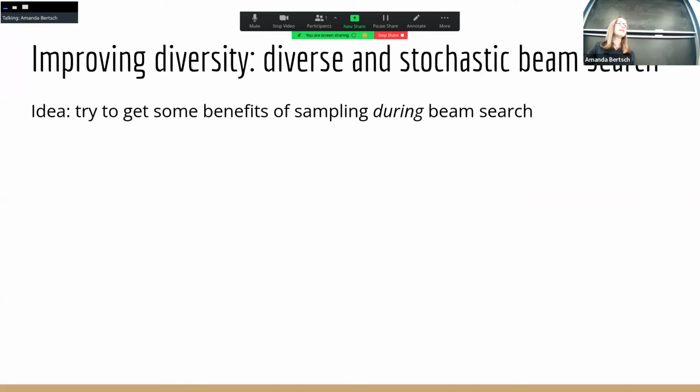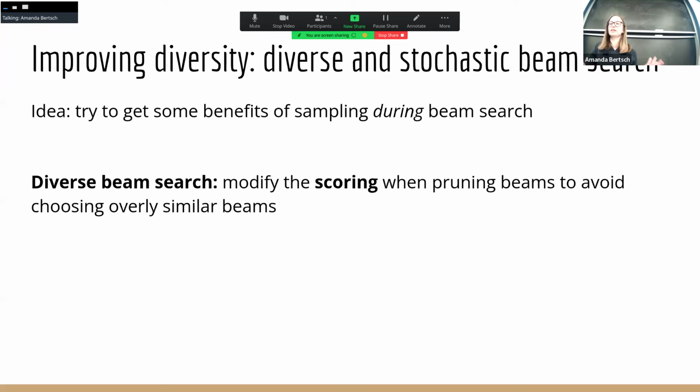There's a couple of different methods in this category. I'm going to very briefly shout out 2 of them. But the idea here is to reintroduce some of the benefits of sampling while still doing this kind of search for high probability things. Diverse beam search is one of these methods.